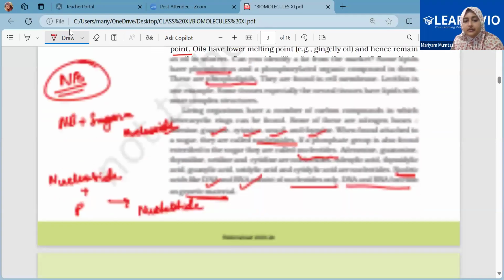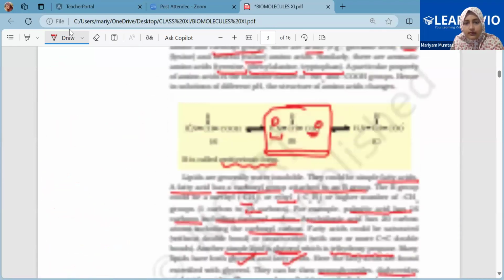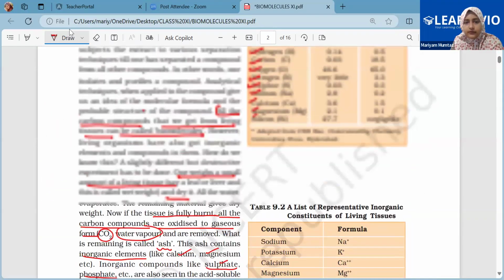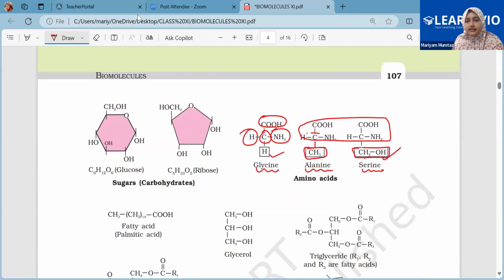See, where is it? Where is it? Oh, here. See this.